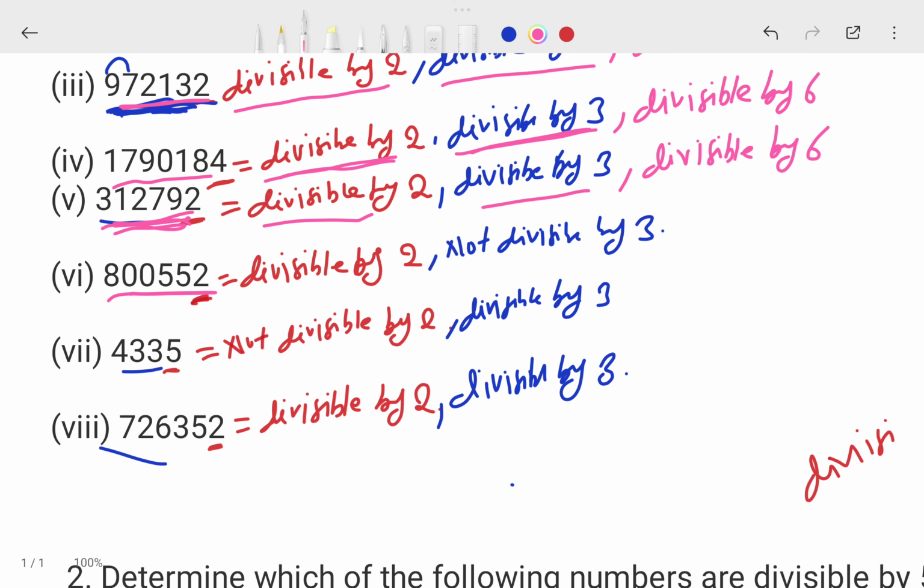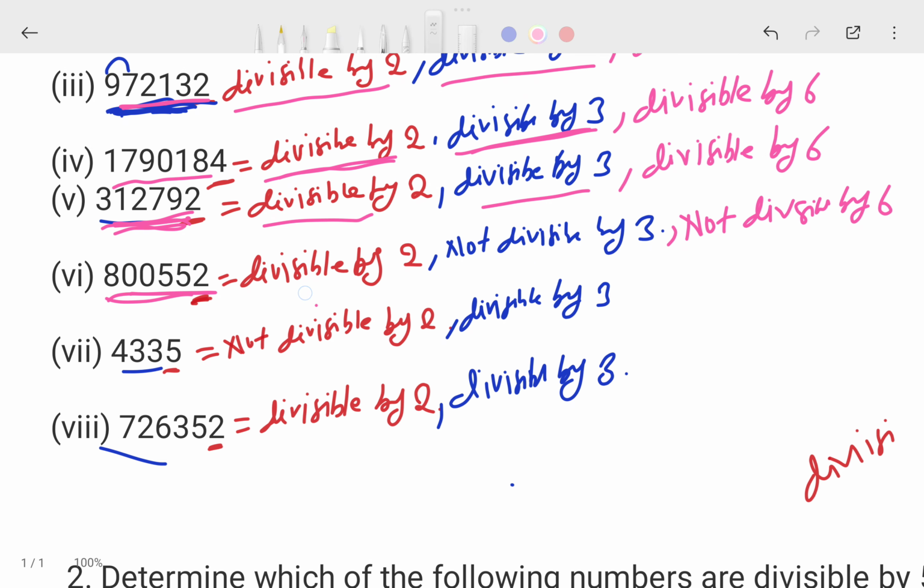Okay, now let's check. If you want to check whether this number is divisible by 6 or not, you have to check whether it is divisible by 2 and 3. So this number is divisible by 2, but this number is not divisible by 3. It means that this is not going to be divisible by 6. Not divisible, because this number is divisible by 2 but not 3, that's why. So not divisible by 6.